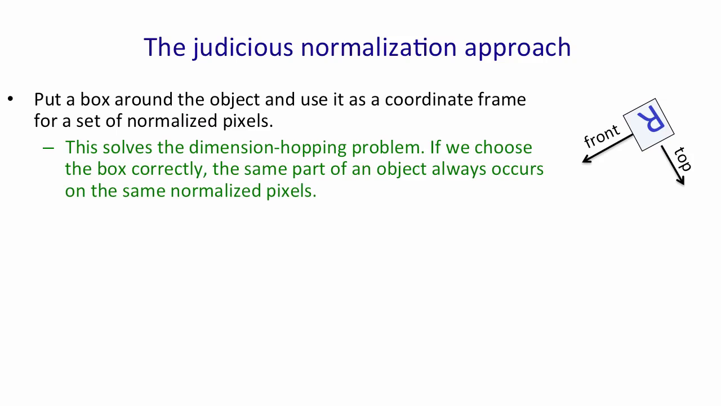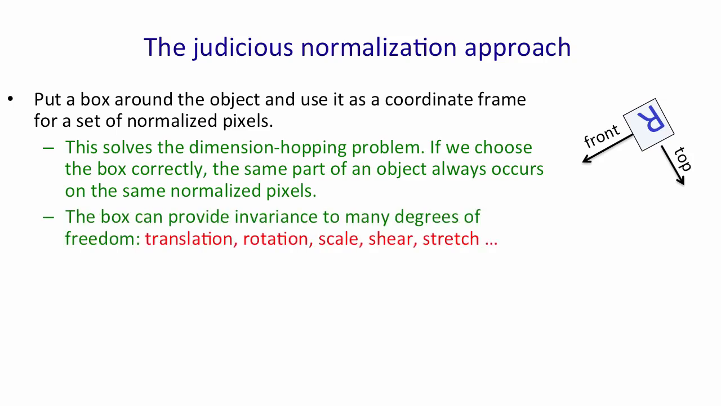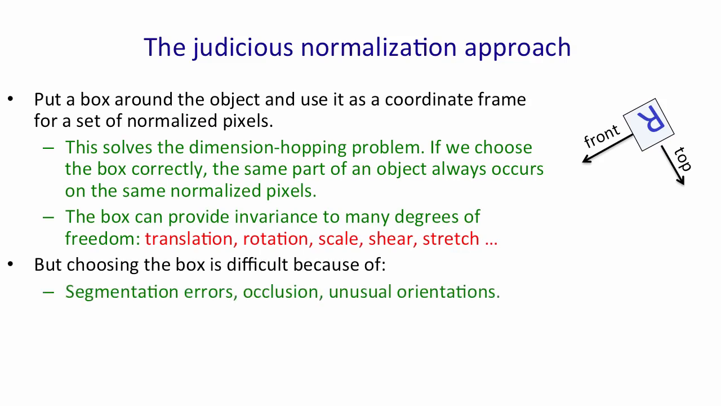Putting a box around a rigid shape solves the dimension hopping problem. It gets rid of the effect of changes in viewpoint. If we choose the box correctly, the same part of an object will always occur on the same normalized pixels. It doesn't have to be a rectangular box. We can provide invariance to not only translation and rotation and scale, but also things like shear and stretch. Unfortunately, choosing the box is difficult. It's difficult because we might have segmentation errors, we might have occlusion, so you can't just shrink a box around things. We might have unusual orientations.